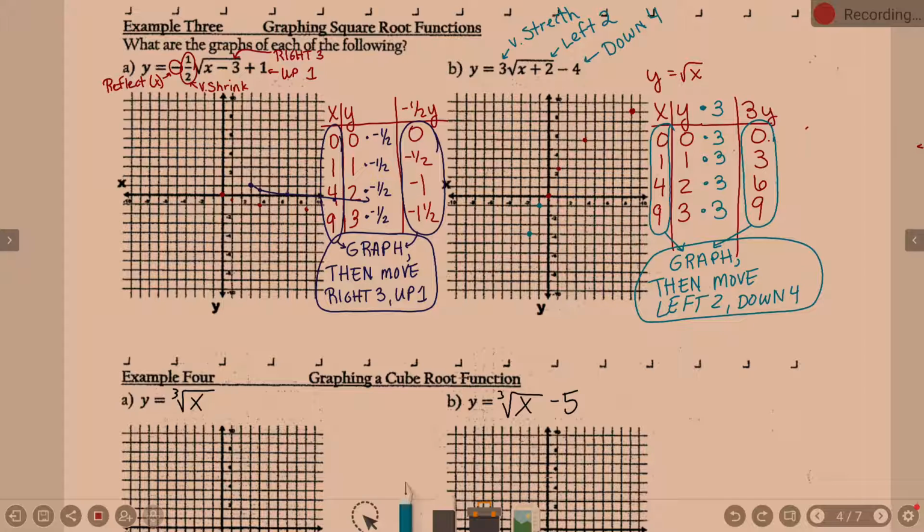Okay. 4, 6, I'm going to go left 2, down 4. Looks like there I end up at 2, 2. And then 9, 9, I'm going to go left 2, down 4. So what do we end up at? 7, 5. And make sure you connect the right dots, yes?